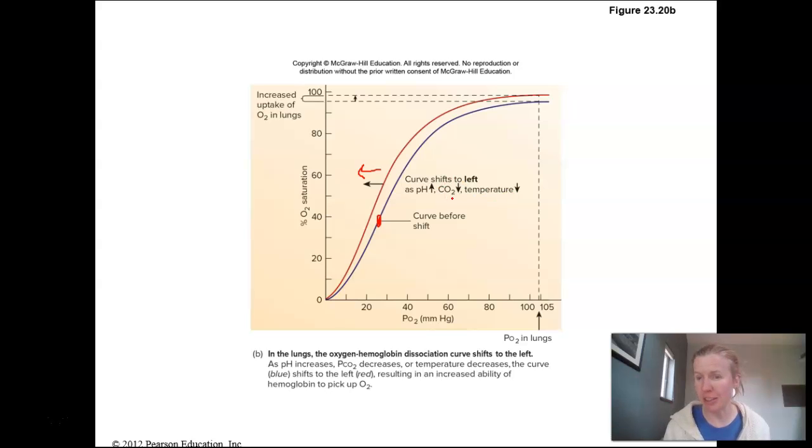We've gotten rid of a ton of CO2. The CO2 is lower at the lungs, right, not right next to that working tissue. And so now we shift to the left. And this is going to make us more able to grab onto oxygen, to increase the uptake of oxygen in the lung, to increase our affinity.